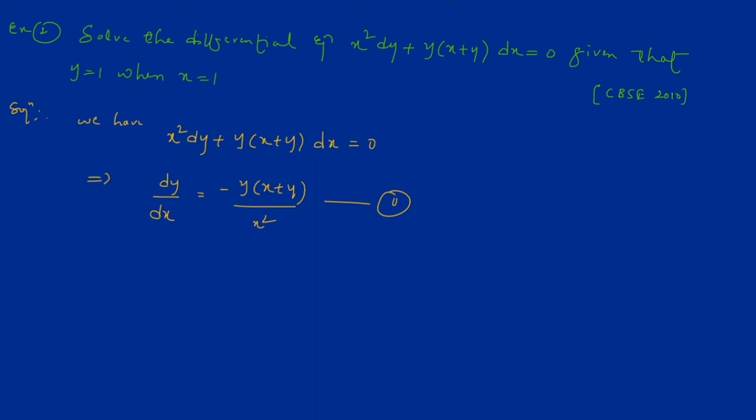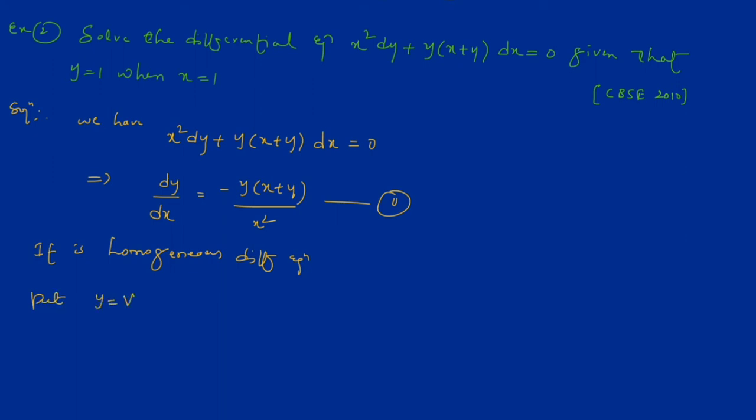So this is a homogeneous differential equation, because here the degree in the numerator is 2, and in the denominator it is also degree 2. Therefore it's a homogeneous differential equation, right?